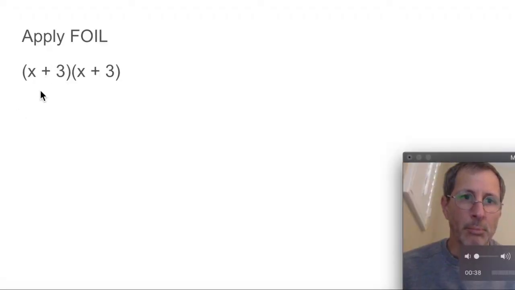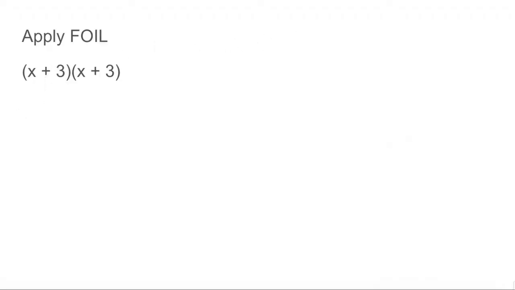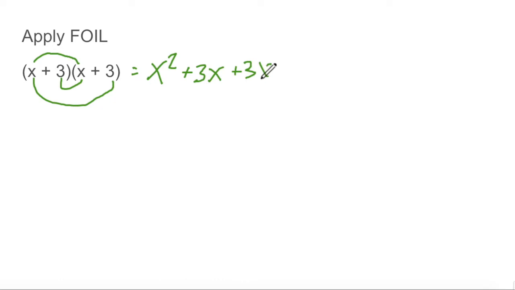So we're going to start this problem by applying FOIL to this x plus 3, x plus 3. So let's multiply these out. First gives us x times x, which is x squared. Outer gives us a 3x. Inner gives us 3x also. And last gives us 3 times 3, that's 9. And when we combine like terms here, well, we have two 3x terms. So we get x squared plus 6x plus 9.